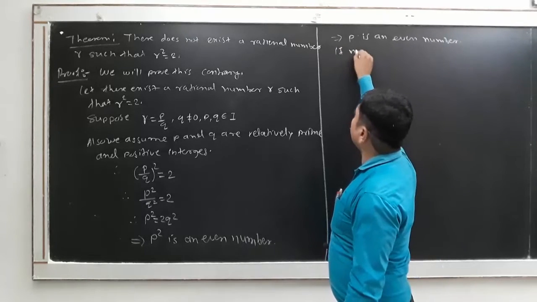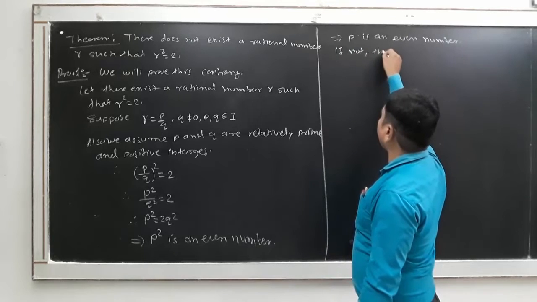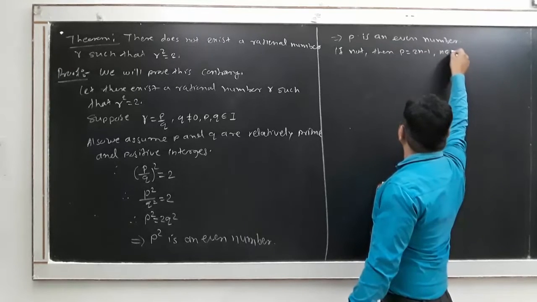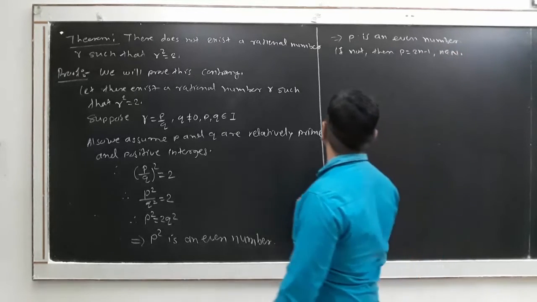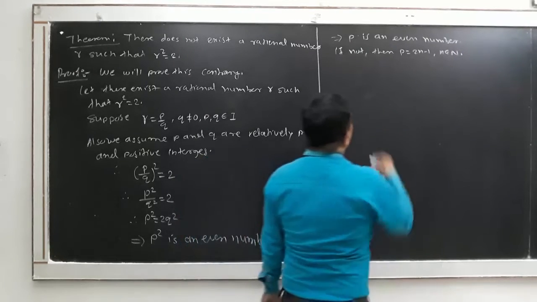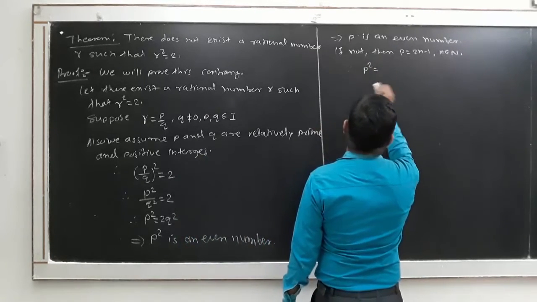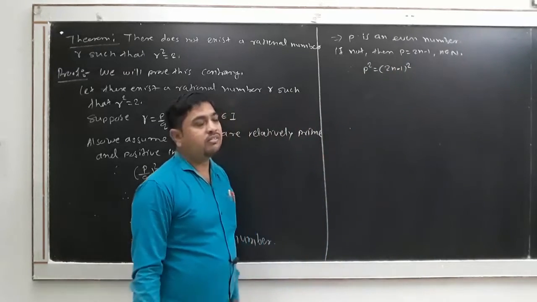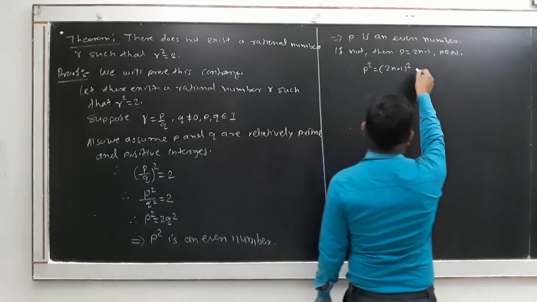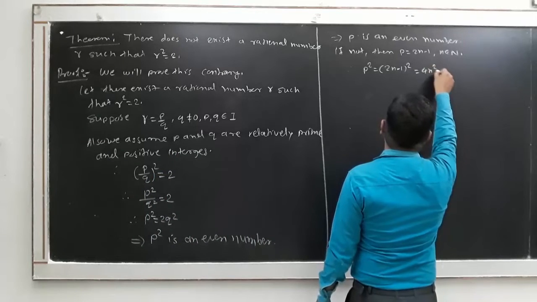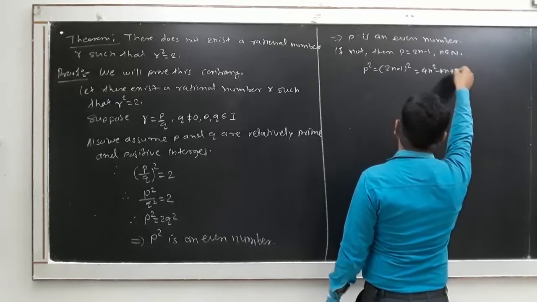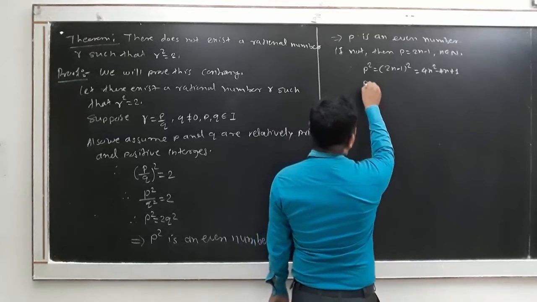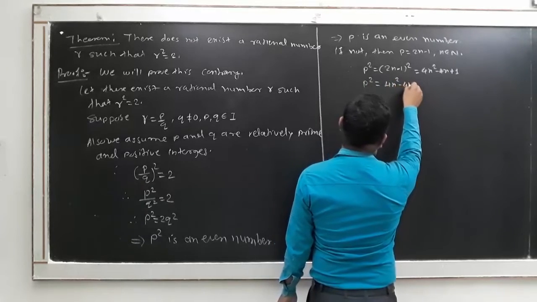If not, then P is equal to 2n minus 1, where n belongs to the natural numbers. If P is not an even number, then P square is equal to (2n minus 1) square. Simplifying this using the formula, we get 4n square minus 4n plus 1. So P square is equal to 4n square minus 4n plus 1.